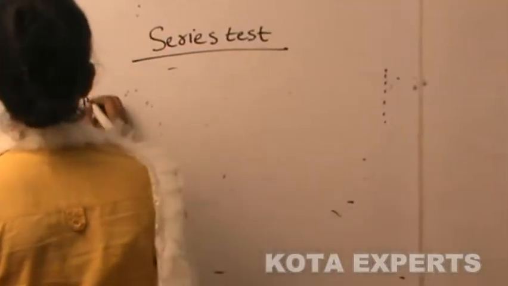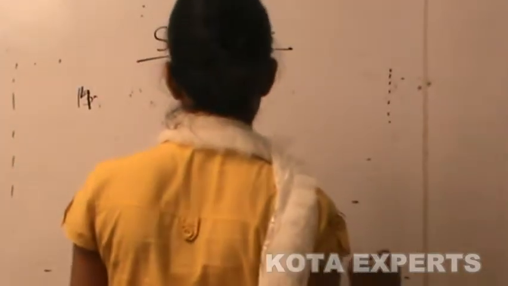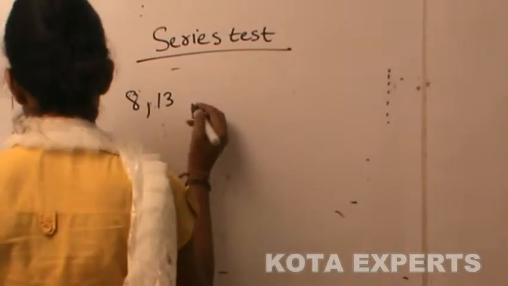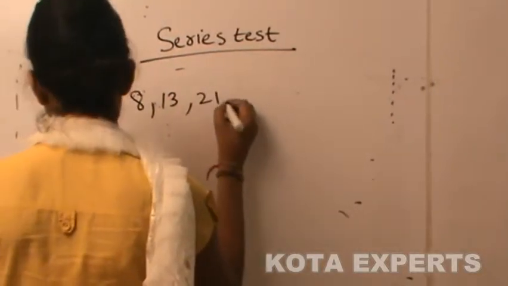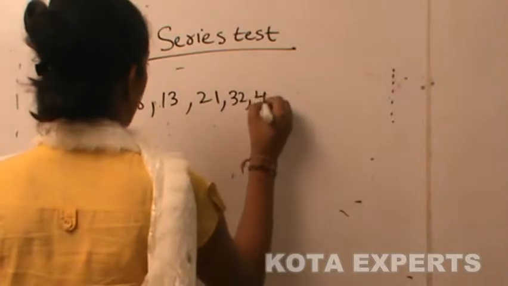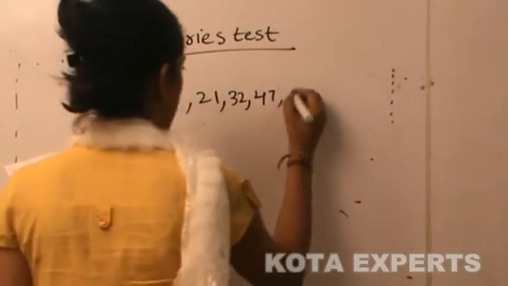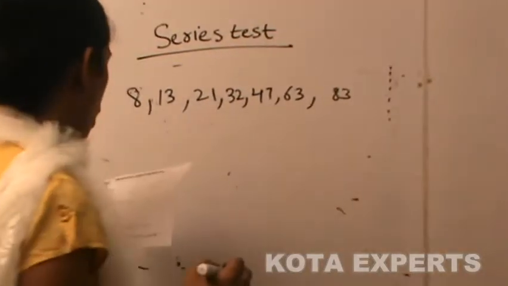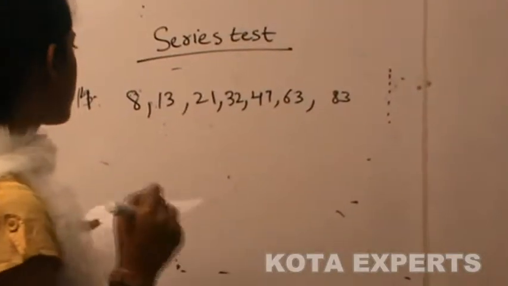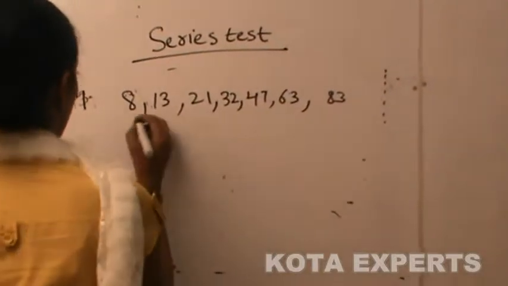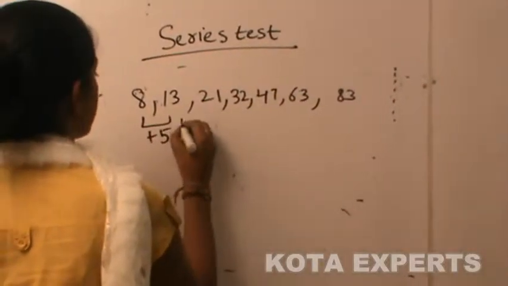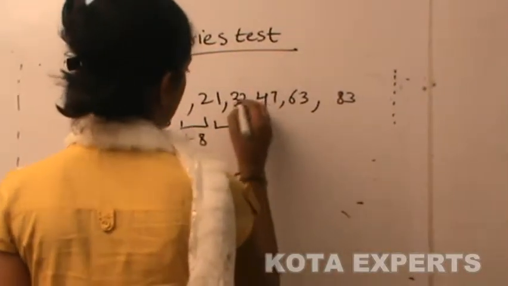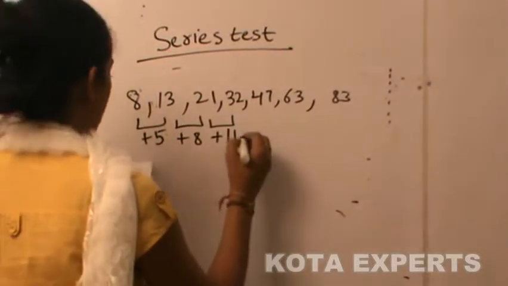Now try question number 14. 8, 13, 21, 32, 47, 63, 83. You have to find the wrong number in this question. So the difference is plus 5. The difference is plus 8. The difference is 32 minus 21, 11.